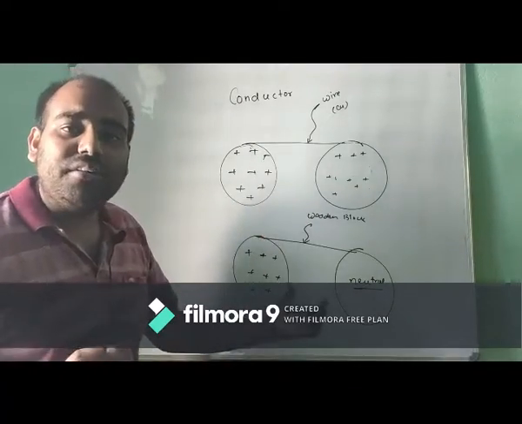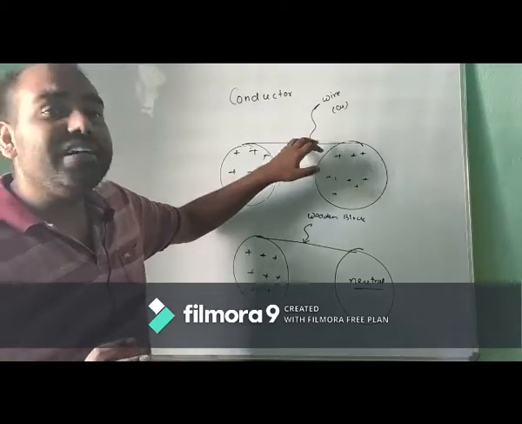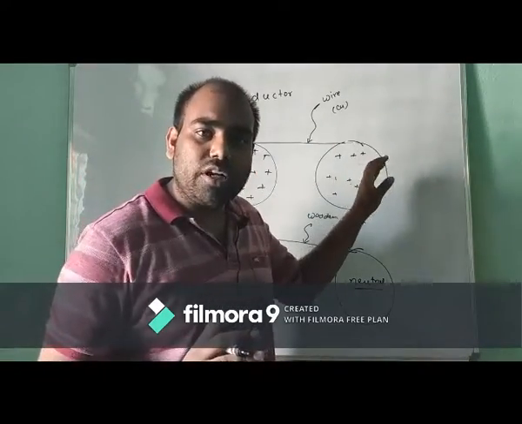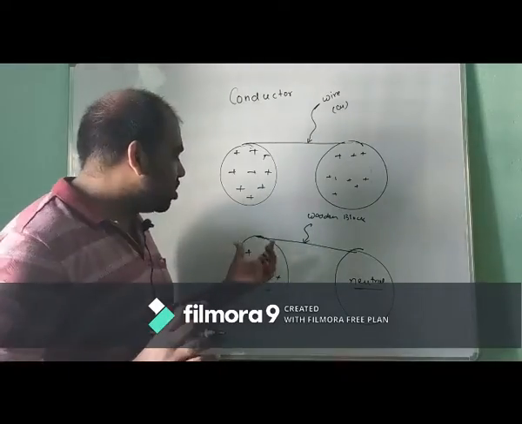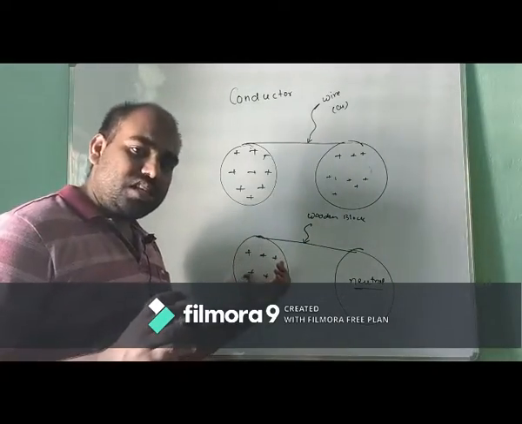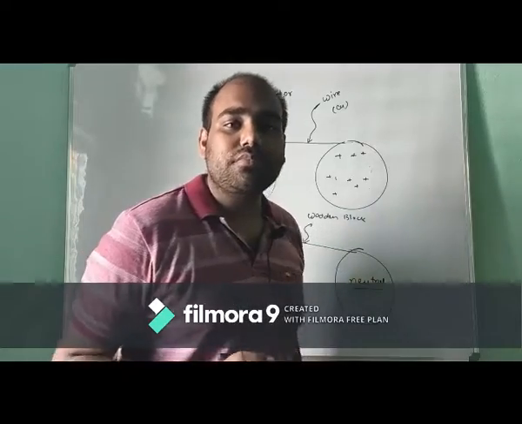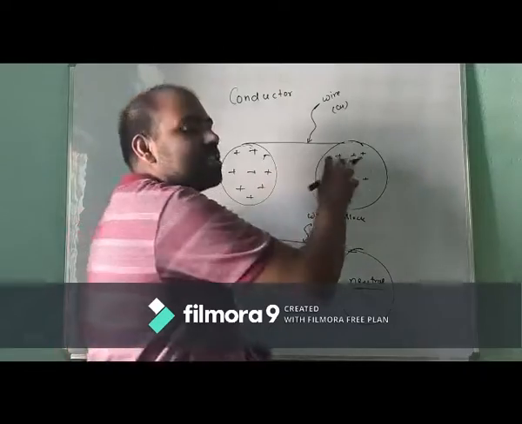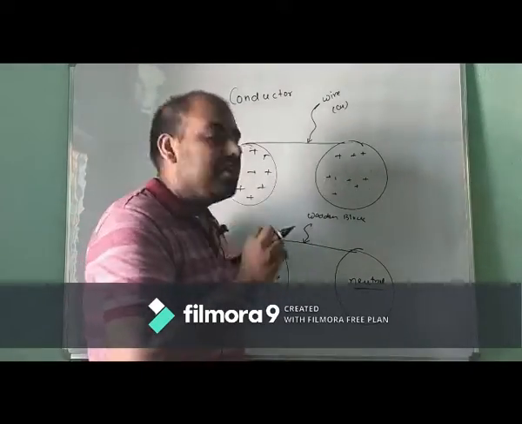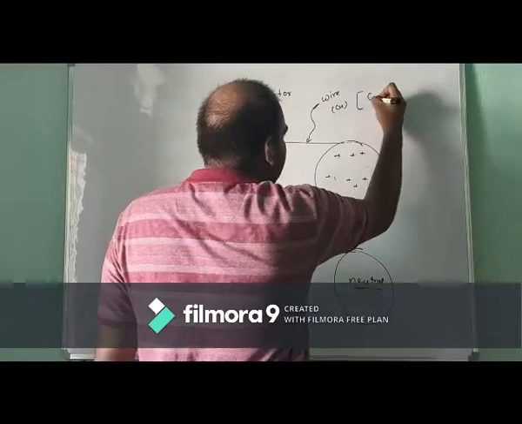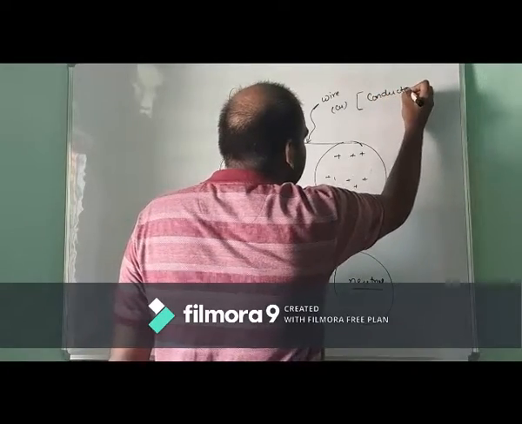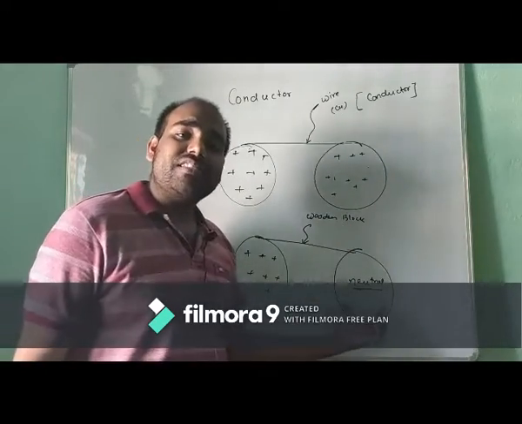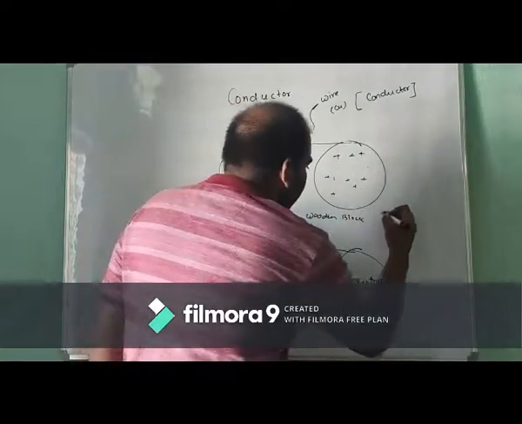So what difference did you get? The copper wire conducts electricity. It allows the charges to flow from this body to this body. This wooden block does not allow the charges to flow from this to this. So from here, we can say this body conducts the charges, conducts electricity. That's why this copper wire is known as a conductor. Now this wooden block does not conduct electricity, that's why we say it is a non-conductor.